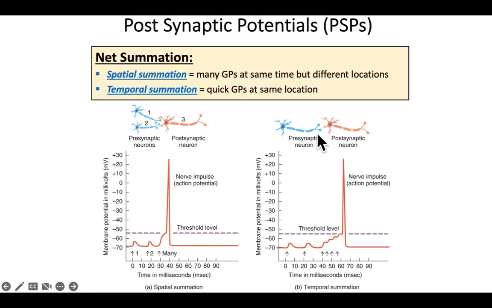Temporal summation is where one presynaptic neuron just keeps firing, keeps stimulating over and over. So here it might stimulate once, then twice, then it starts stimulating very quickly, and that can add up to threshold. So you can reach threshold either by multiple neurons at different locations or a single neuron at a single location, but very quickly overstimulating. All right, so spatial versus temporal summation.